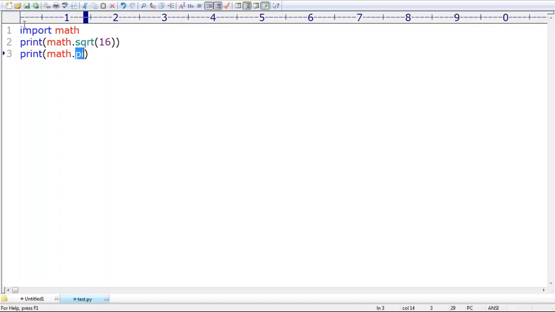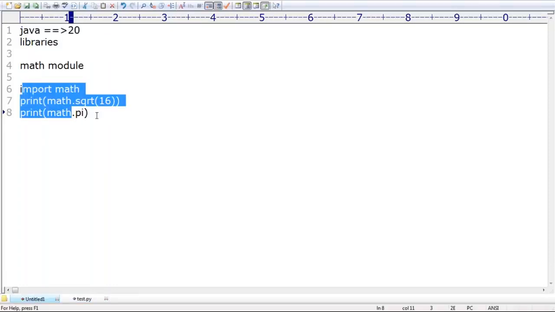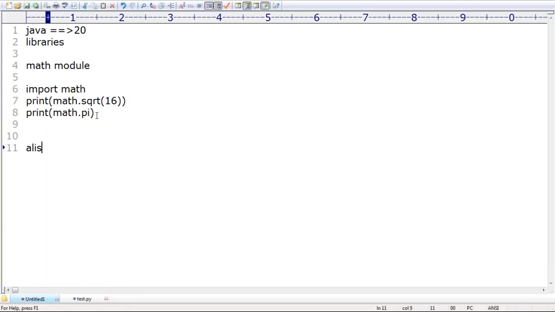Now there is one small problem. We are importing math and then using math.sqrt. The biggest specialty of Python is that if you want, you can rename the module. We can create our own name. How can you do that? That process is nothing but aliasing. Aliasing is creating a duplicate or alternative name.